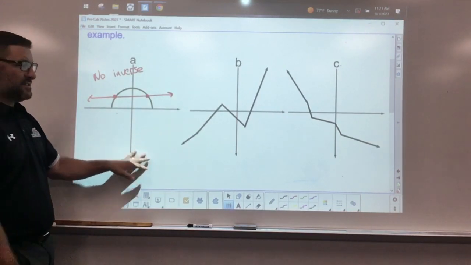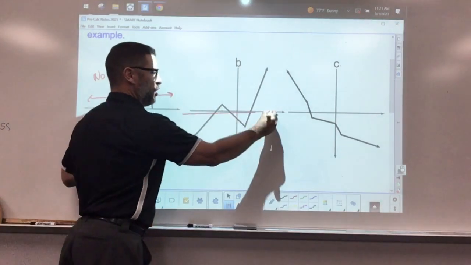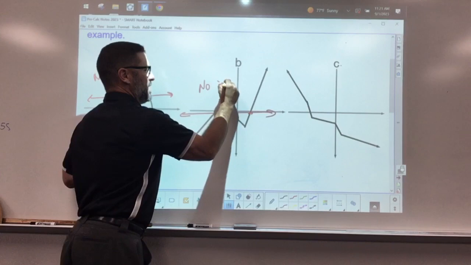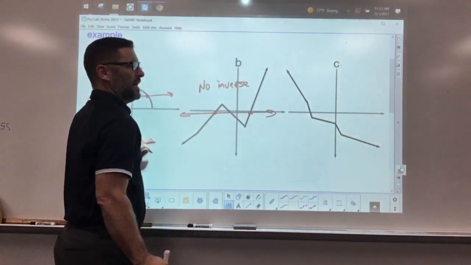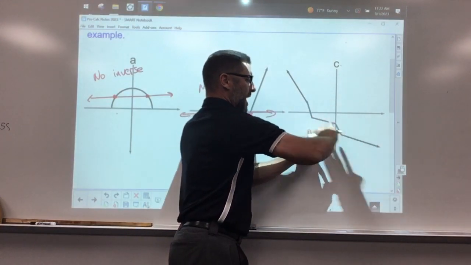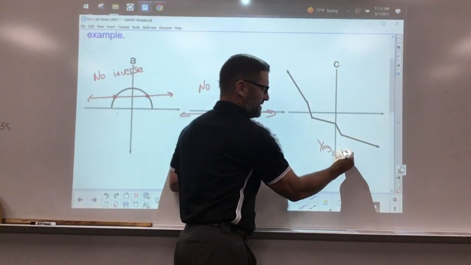I don't know if that made sense to you or not, but does this one have an inverse? Nope. No inverse, no inverse. How about this one? That one looks okay. This one would have an inverse. Inverse exists.